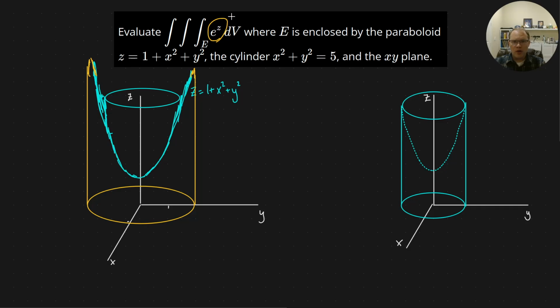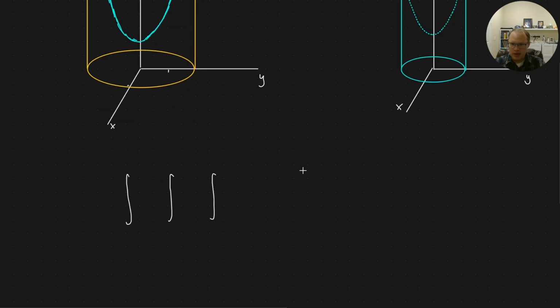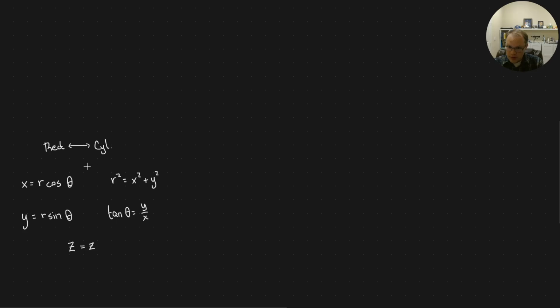We need to make sure if we're going to use cylindrical coordinates, we rewrite our function in terms of our cylindrical variables. So just as a reminder, x equals r cosine theta, y equals r sine theta, r squared equals x squared plus y squared, tangent of theta equals y over x, and z equals z. That's our relationship between our rectangular and our cylindrical variables.